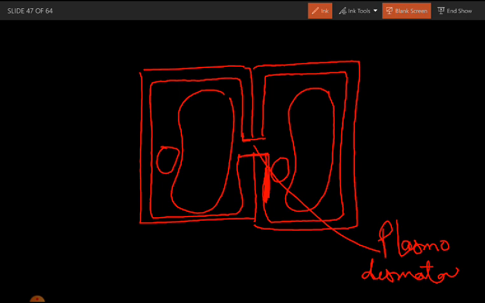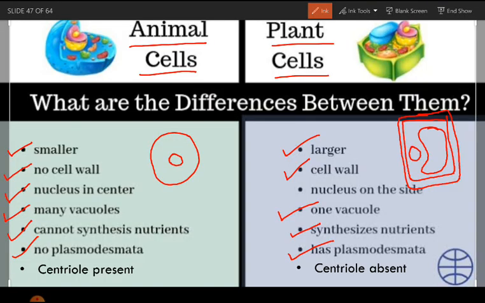These connections, these channels, these connecting tubes are present only in plant cells. These are known as plasmodesmata and these structures are absent in an animal cell. The next difference is that centrioles are present in animal cells while centrioles are absent in plant cells. So we have studied all the organelles and the basic organization of animal cell and plant cell, and on the basis of that information we can differentiate between the plant cell and an animal cell.